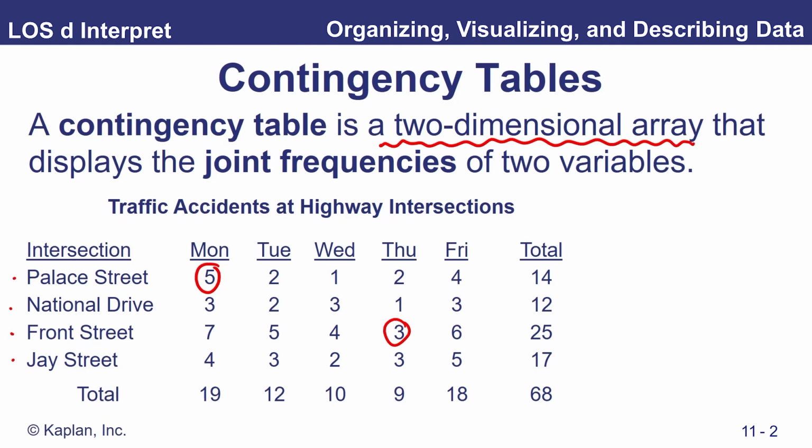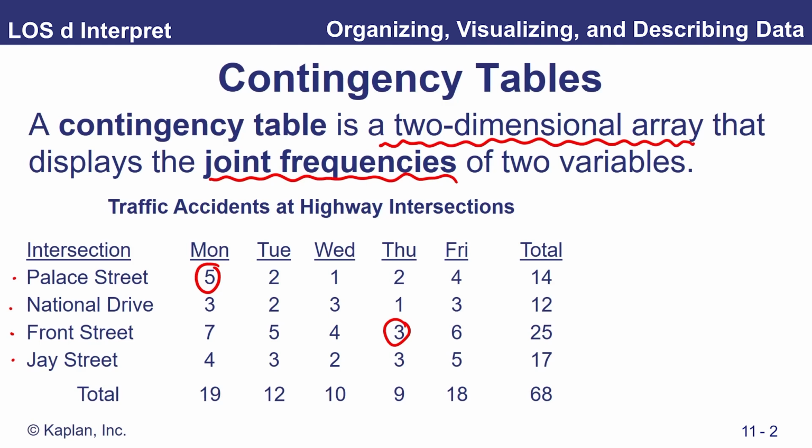Now, the data itself are joint frequencies. The 3 that we circled there is a joint frequency. It's not only telling us information about the day of the week, but also data about the intersection. So when we circled that 3, it is the number of accidents on Front Street on a Thursday. So it is a joint frequency. We've got 2 variables: accidents on Thursdays and the street.